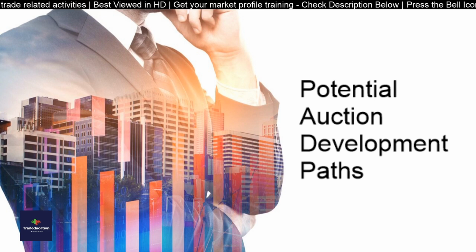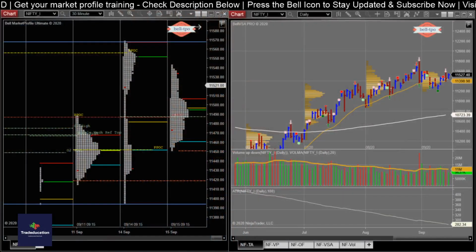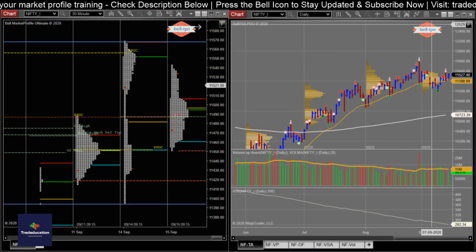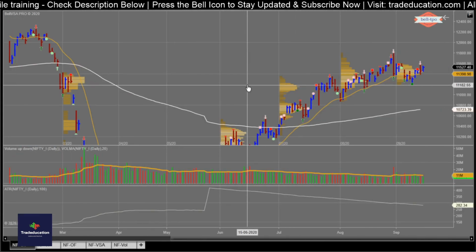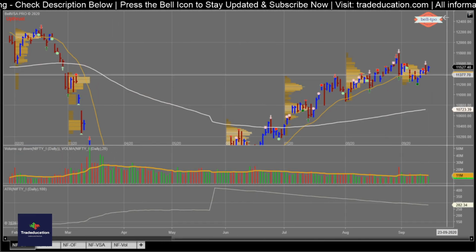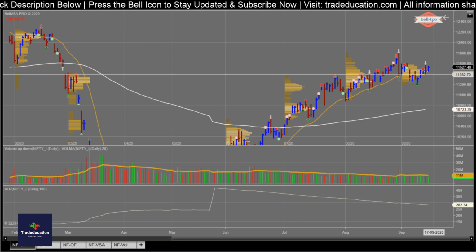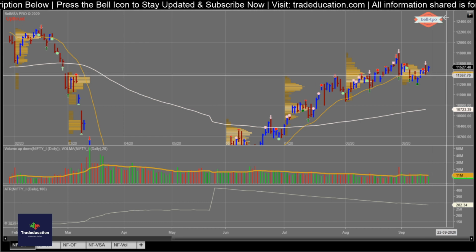So let's quickly look at how the auction developed yesterday and what the potential auction development paths can be from an intraday perspective today. Let me quickly share my screen. First of all, let me jump to the daily chart. In the daily chart, we are still in the selling zone. The 20 EMA is the level of support which I shared.